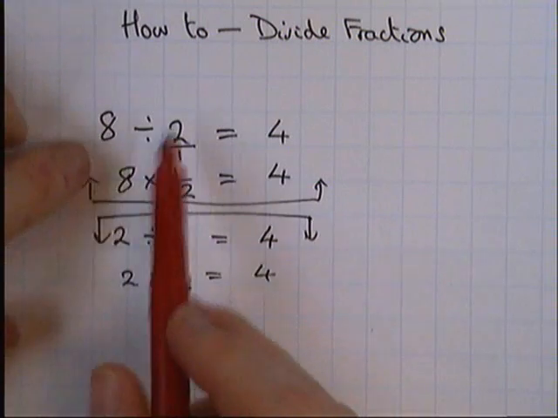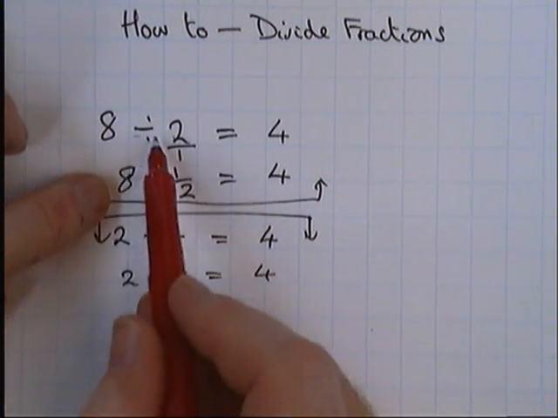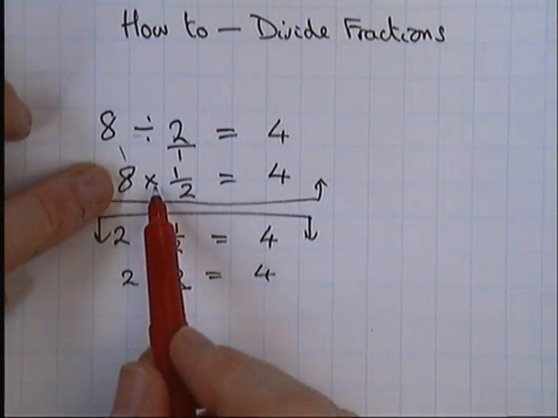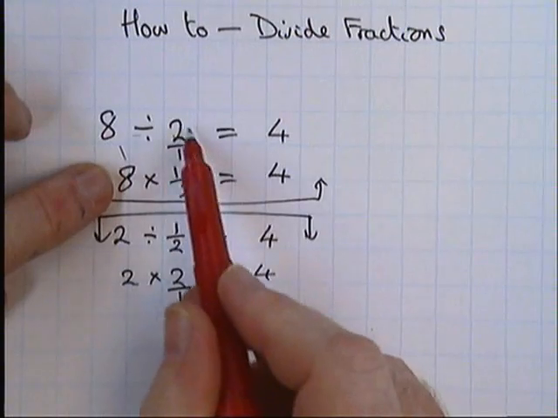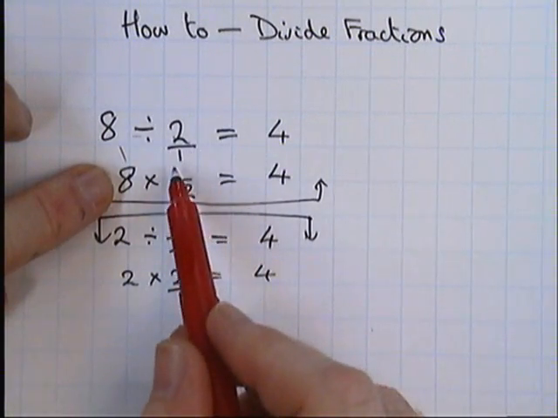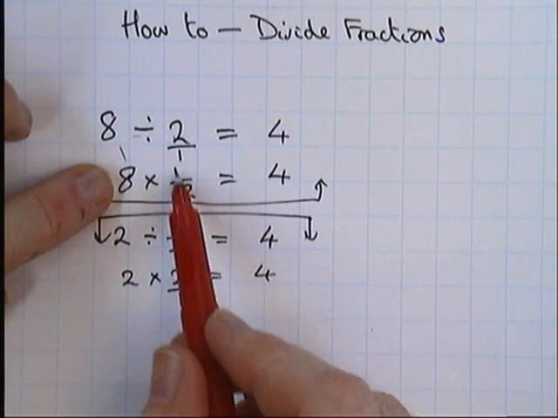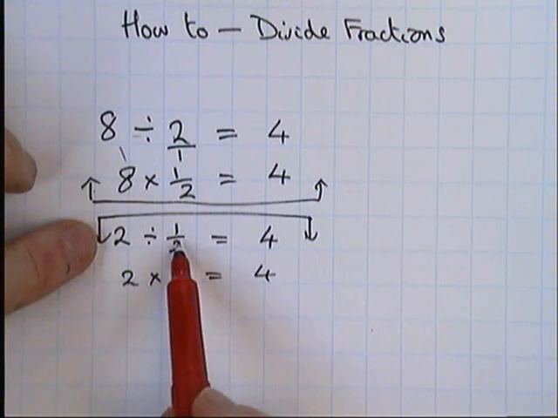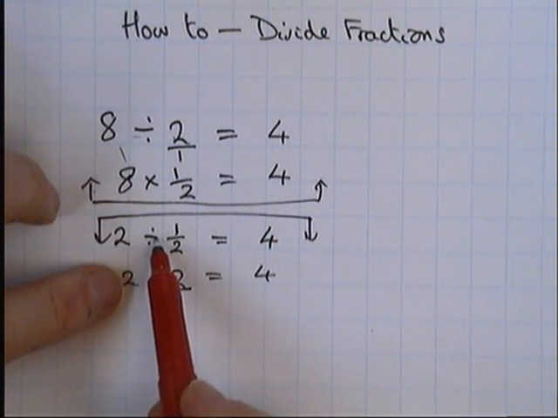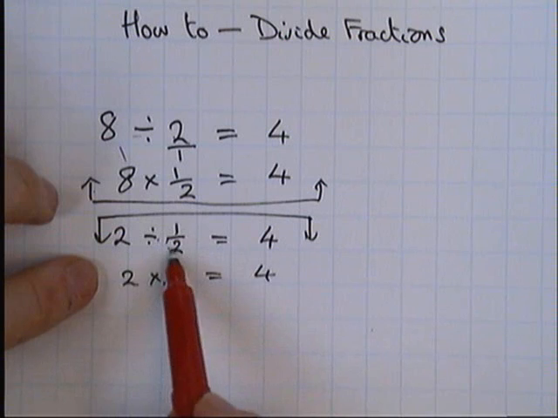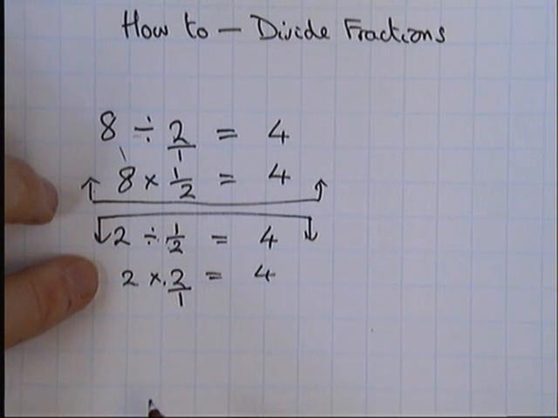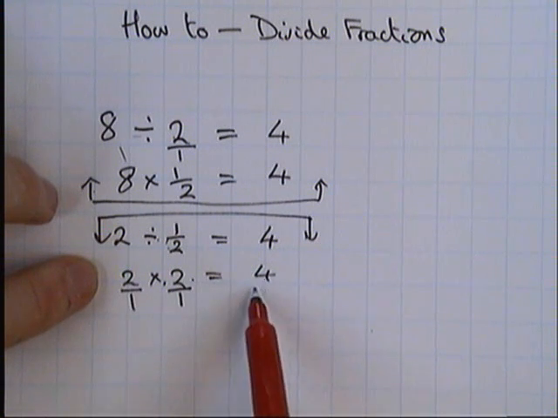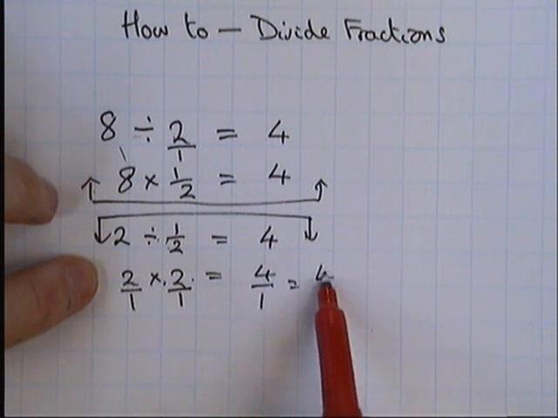So what you can see is you can change this division into a multiplication by keeping the first number, changing the division to multiplication or times, and turning the 2 over 1 upside down, or flipping it, or finding the inverse or the reciprocal and writing it as 1 over 2. Same here, look, 2 divided by a half, keep the first one, change the division to a multiplication, and then turn the half upside down to get 2 over 1. And then 2 times by 2 is 4, and 1 times by 1 is 1, so you're left with 4.